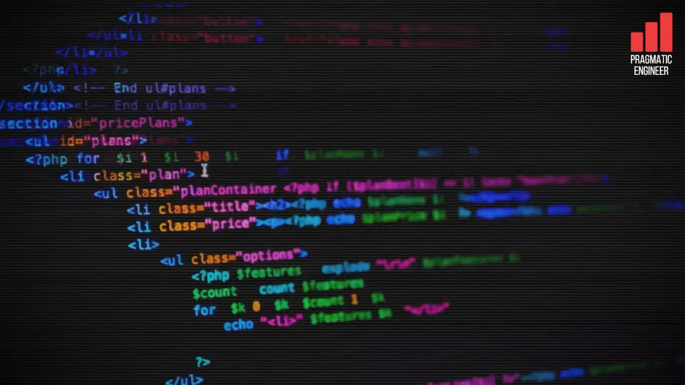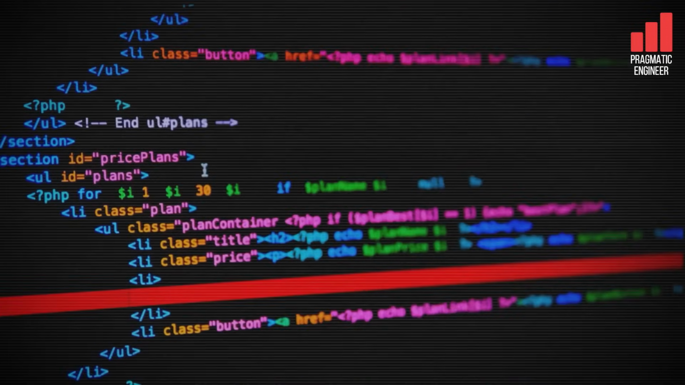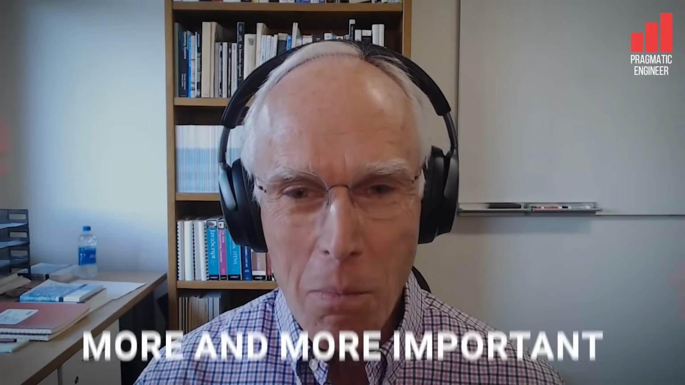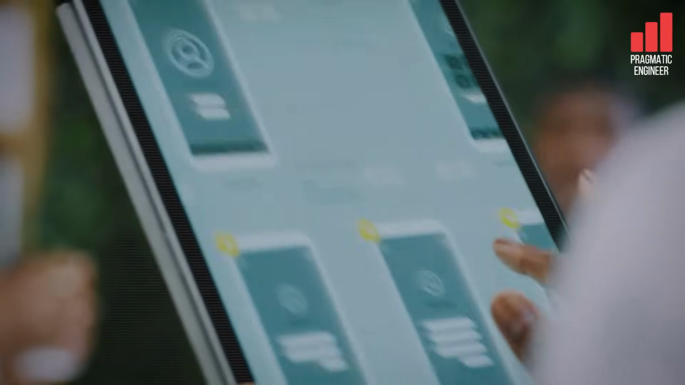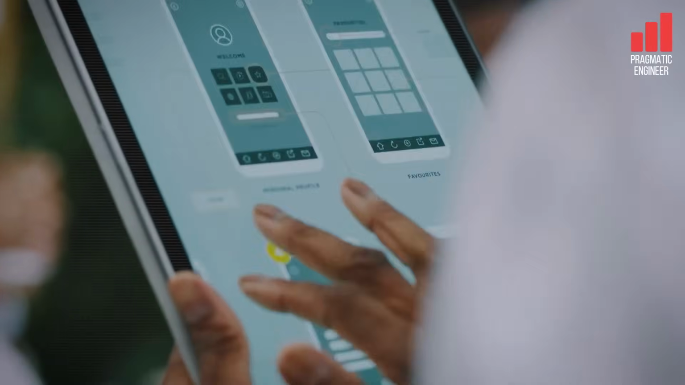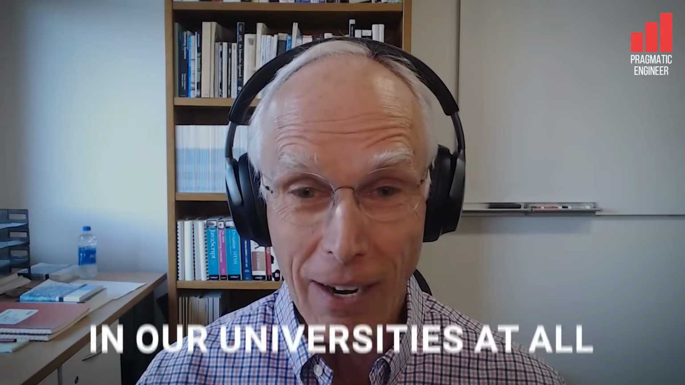But what's interesting about this, I think, is that by handling more and more of the low-level programming tasks, what software designers do is going to be more and more design. I think software design is going to become more and more important. That'll be a larger and larger fraction of where developers spend their time, which makes it even more sad that we don't really teach software design in our universities at all.